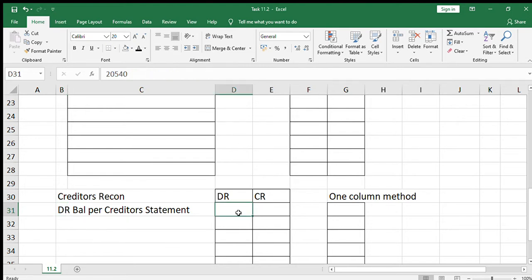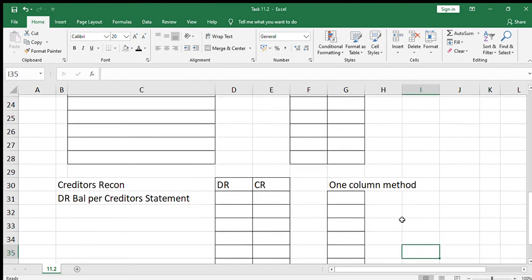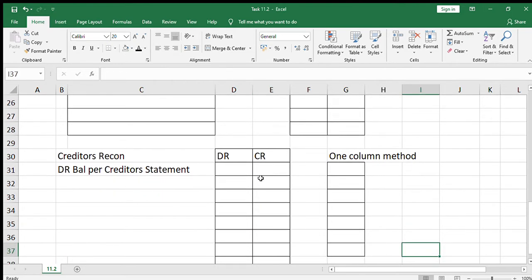Now, for the creditors reconciliation, I'm doing two methods, the one column method and the two column method. In the one column method, I'll put this in the debit column. The reason is because in their books, we are an asset. And in the one column method, we'll just put the amount in, 20,540.